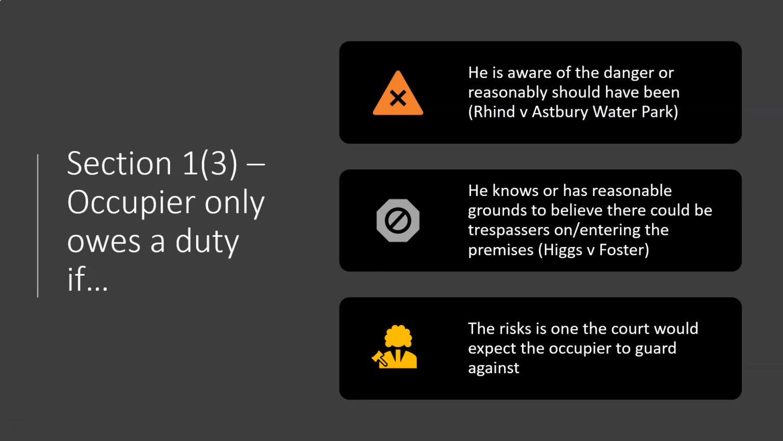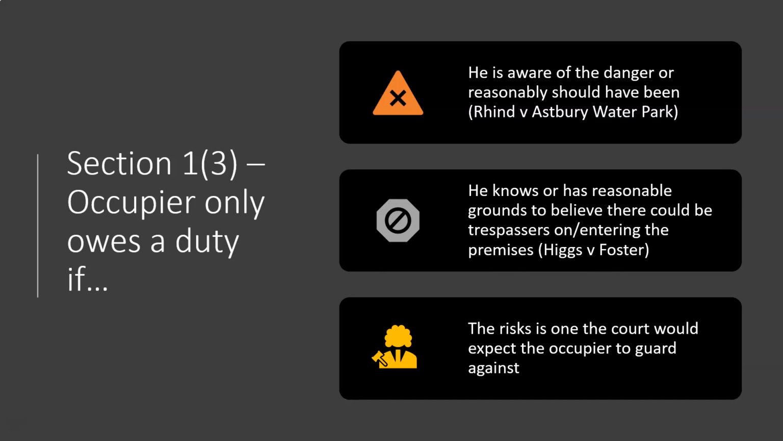And again, if we apply that back to the last case, they did know or had reasonable grounds to believe there could be trespassers because they knew there were holes in the fence and the kids played on the area. So they did have reasonable grounds to know that there could be trespassers on or entering the premises. And the final thing is the risk is one the court would expect the occupier to guard against. So actually this is something where the court will think you should have done something. So only if all three of these are met will the occupier be liable.